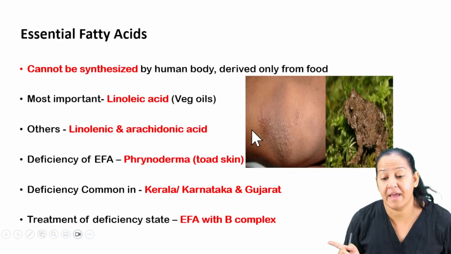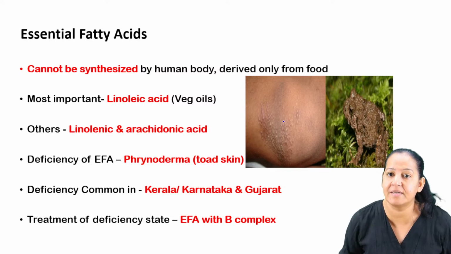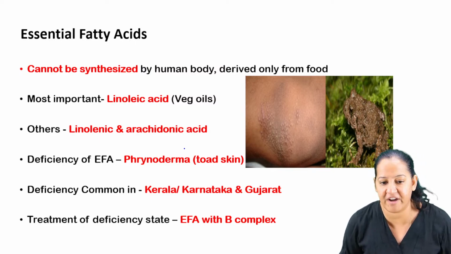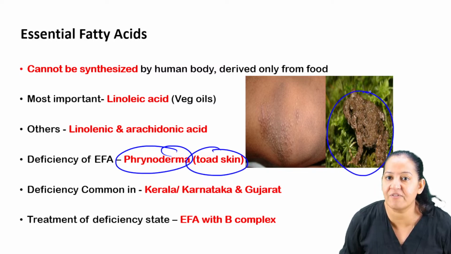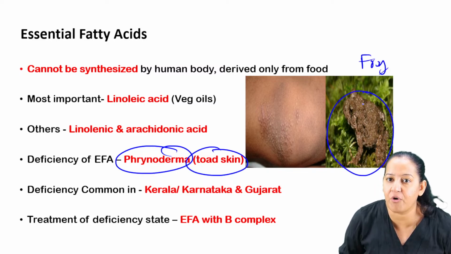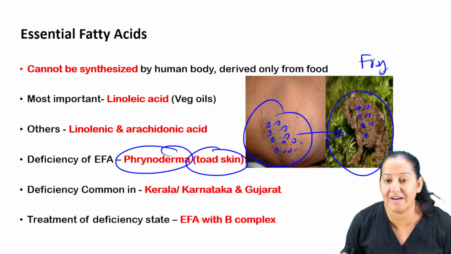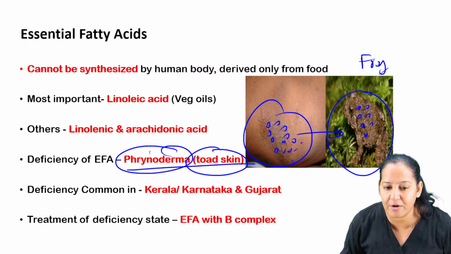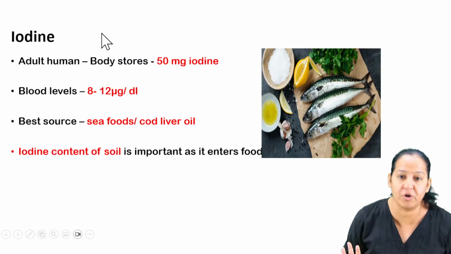Now, the next thing: if the essential fatty acids are missing in the diet, there is a disease known as phrenoderma. What do you mean by phrenoderma? In phrenoderma, the skin becomes like the toad, like the frog. It's granular. The skin becomes granular like the frog skin. The name of the disease is phrenoderma. It is more common in Kerala, Karnataka, and Gujarat. It is due to deficiency of essential fatty acid. It's also a one-liner question in your exam.